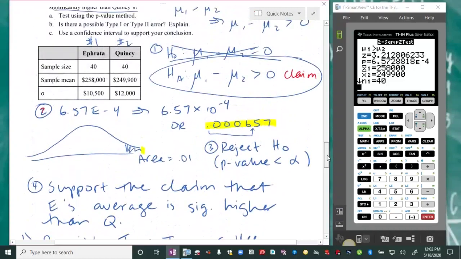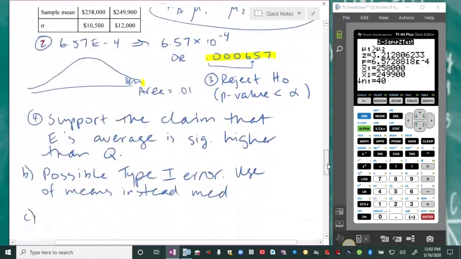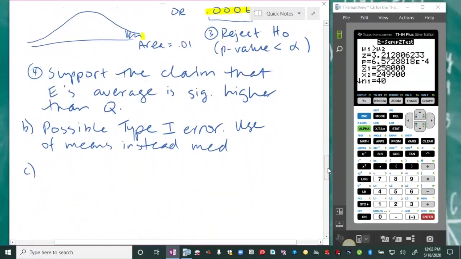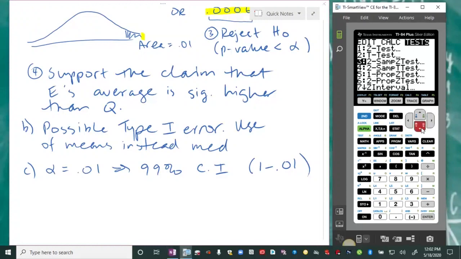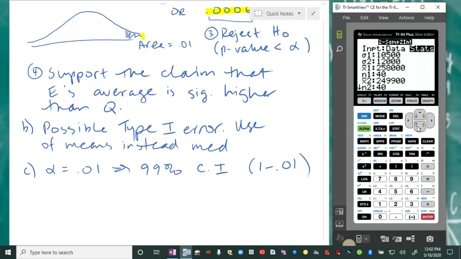Okay, part C. Part C says use a confidence interval to support your conclusion. So let's go ahead and build. In this case, alpha was 0.01. So we want to build a 99% confidence interval. And that just takes 1 minus 0.01. That leaves me with a 99% confidence interval. So I go to stats, over to tests. I'm going to grab that 2 proportion z interval. There it is. And it remembers my numbers. So great to do this together. And I do need to change, though, the confidence level, 0.99, and then I calculate it.